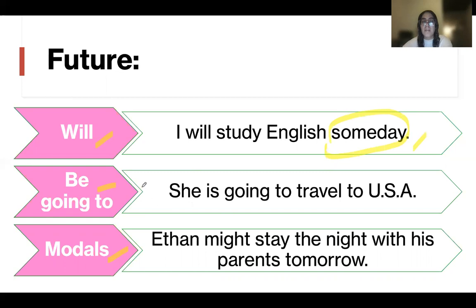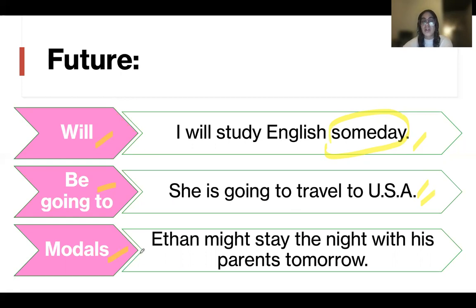Or maybe "be going to," which is an expression for the future in which we can express something for the future, but we have more information because it is not a promise that we are making or a plan that maybe will happen someday. This is something that has already been scheduled. For example, she's going to travel to the USA, but we know when this is going to happen. For example, this is going to happen next month, next year, next week, etc.